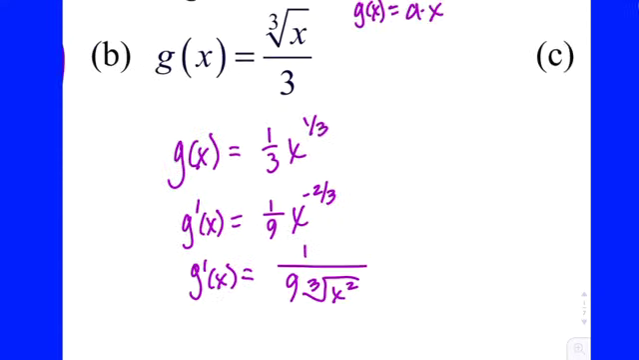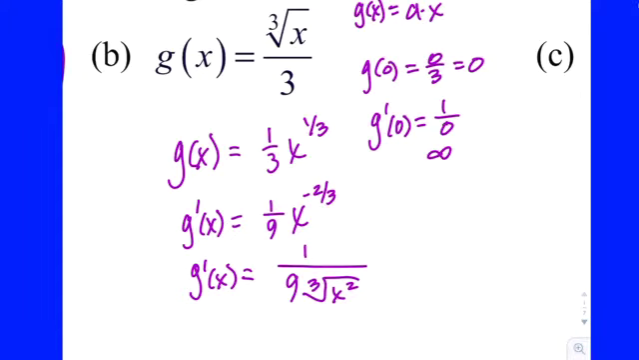There you go. Okay. Now notice, is x equals 0 in the domain of g? Yeah. What do you get when you plug it in? g of 0 is, cube root of 0 is 0, 0 divided by 3 is 0, you get 0. But is it in the domain of g prime? No, you get 1/0, which is infinity, right? Okay, so is this function differentiable at 0?